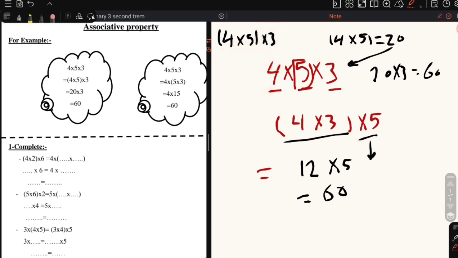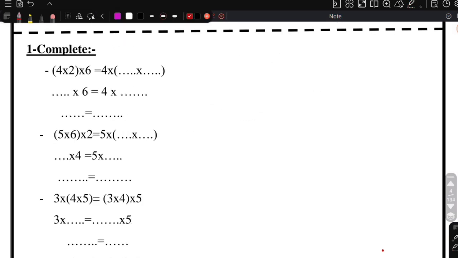Let's go to the exercises to solve more to understand the associative property well. If you see the first question, complete: I have 4 here, times 2 times 6. And he put 4 here. What is missing here? Two numbers, yes, 2 and 6. So we will put 2 here and 6.